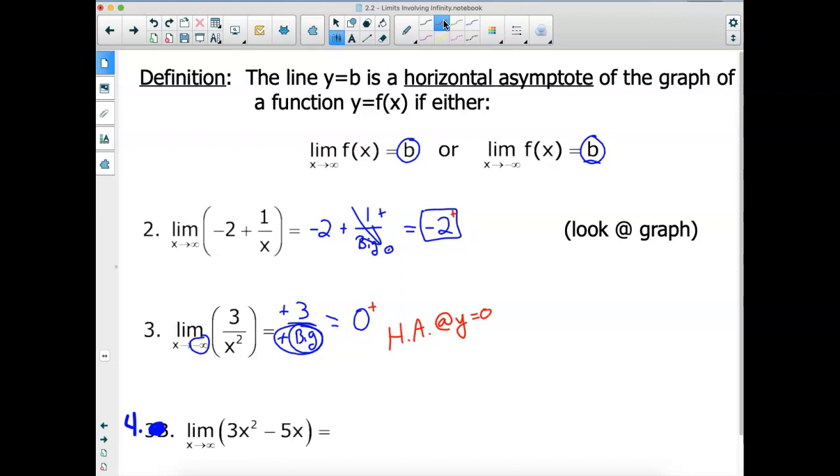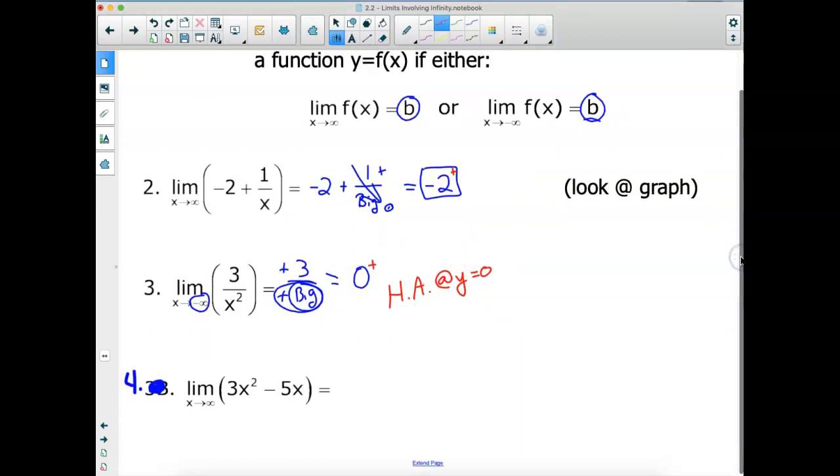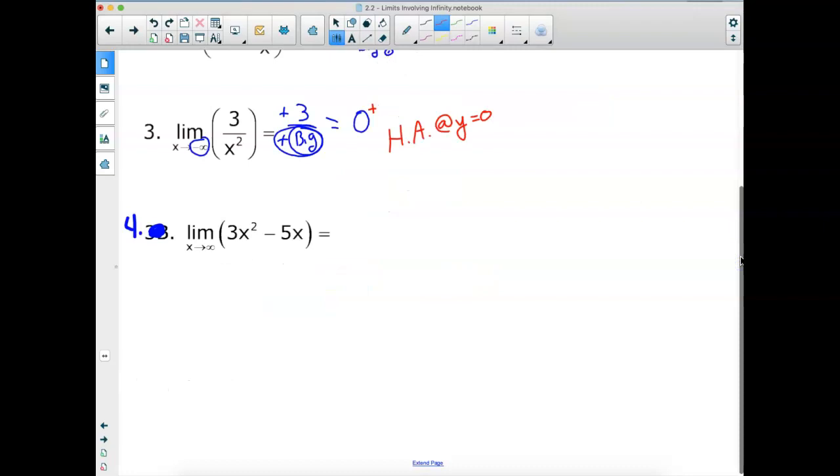Okay, next one here, it's really boring, it's really tough. How do I plug infinity in here? What is going to be 3 times infinity squared minus 5 times infinity? I don't know. Seems like it could be 0 because you're subtracting infinities. Well, not really. What's happening here, the limit's infinity does not exist.